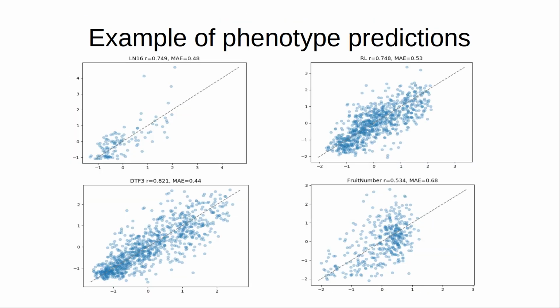To give an idea, those are the scatter plots of four predicted phenotypes obtained in cross-validation. In clockwise order, we have leaf number, root length, fruit number, and the days to flowering time. Overall, thaliana predicts 75 of the 288 phenotypes with a Pearson correlation greater than 0.4.